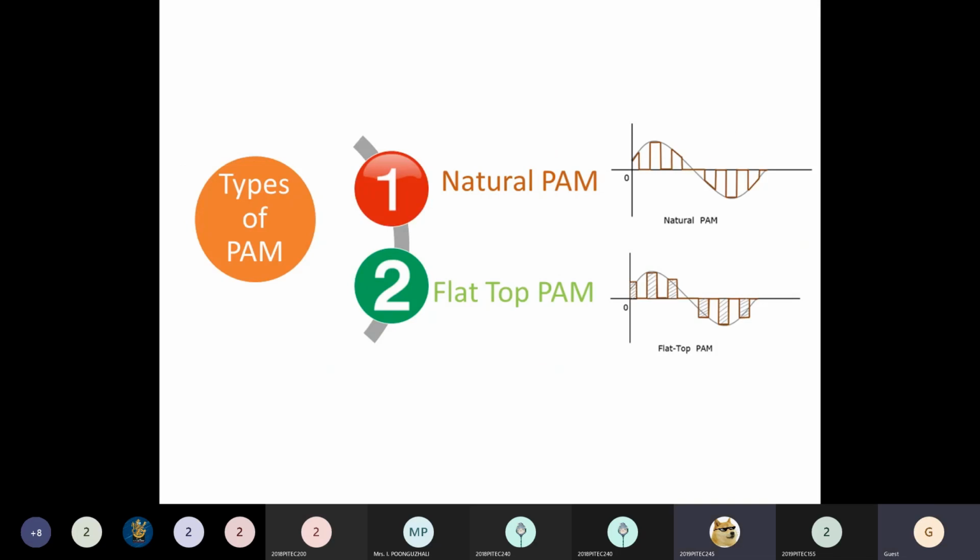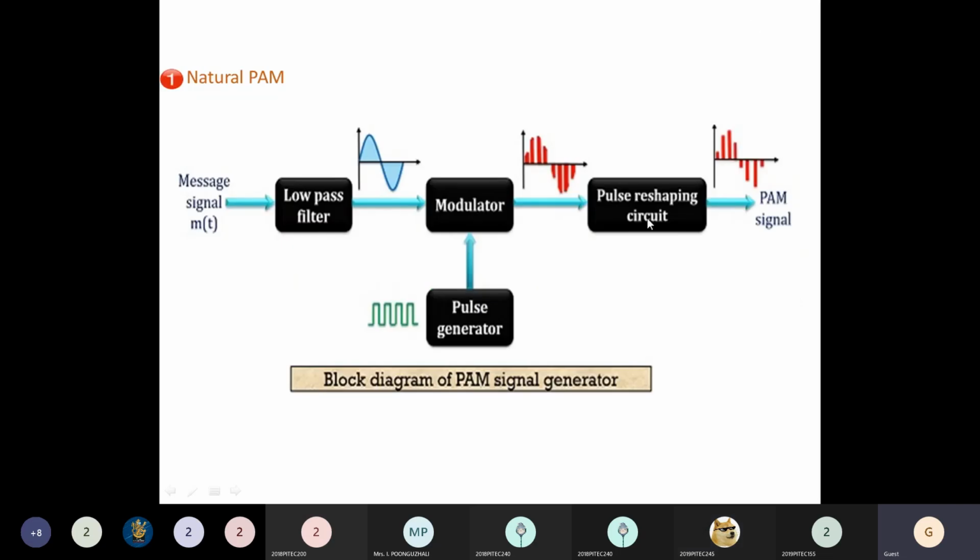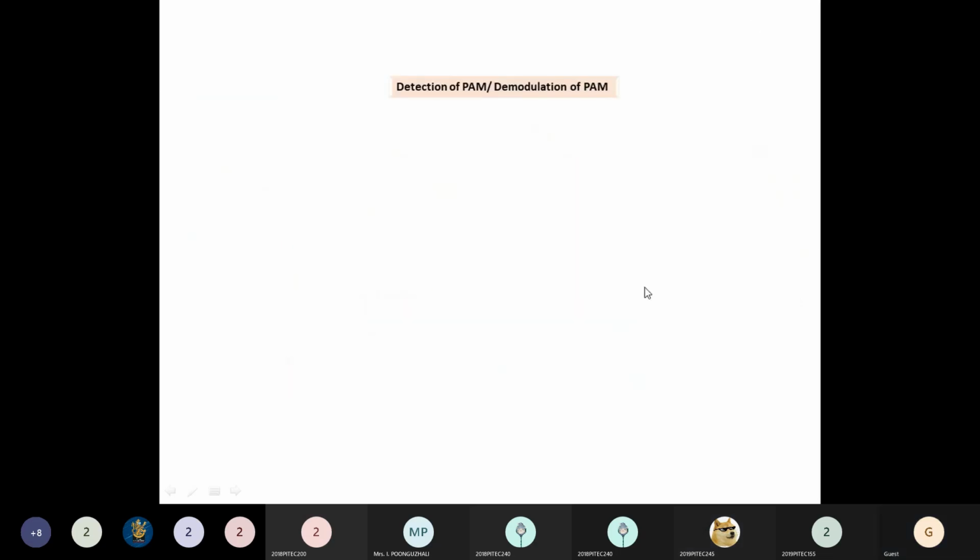In flat top PAM, the top of the pulse, the top of the PAM signal, is flat. That's why it is said to be a flat top pulse amplitude modulated signal. Okay.